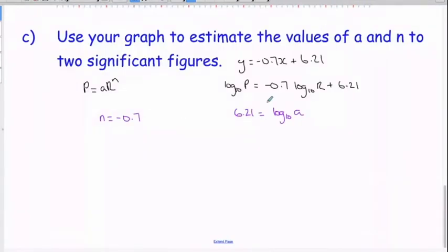So that's that. Last job then is to get the A out of this equation here. And again, you're going to need to use your log rules. You're going to need to think about how we can get the A out of that.